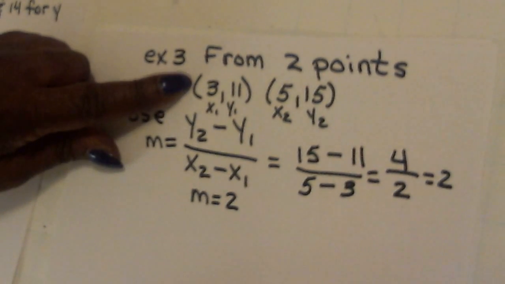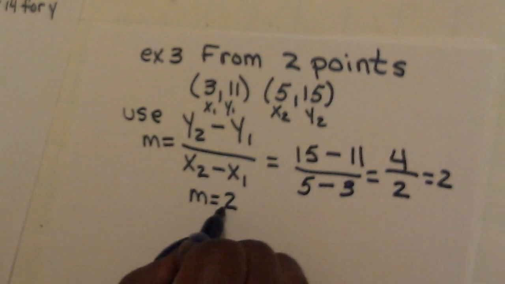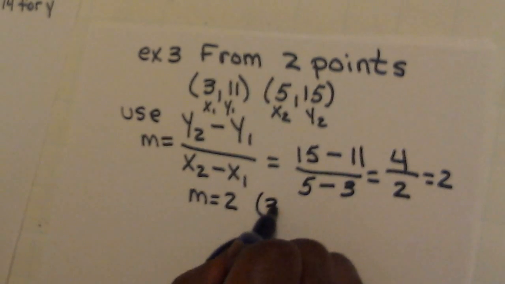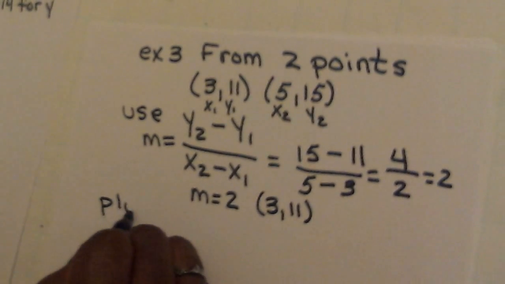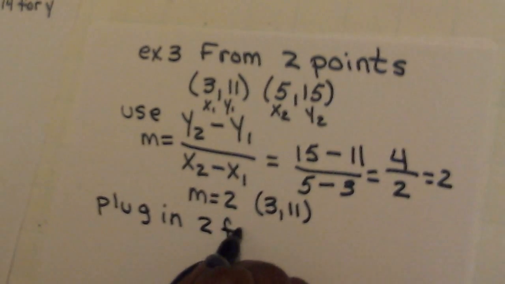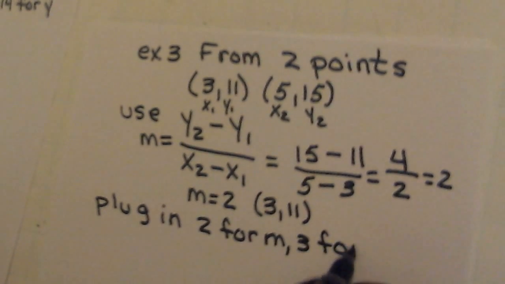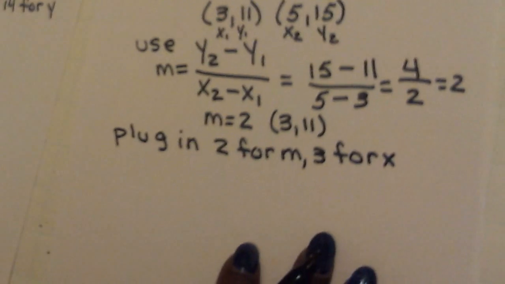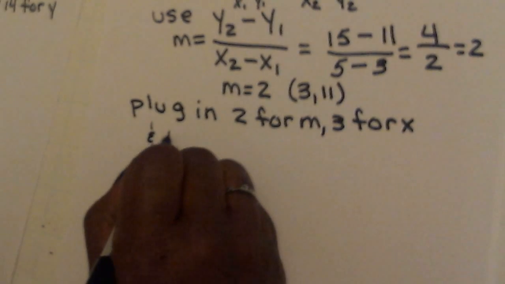I always try to pick the lower numbers because it makes the math a little easier. So I'm going to use the slope and the point (3, 11). So remember, we're going to do the same thing we did in example 2. I'm going to plug in 2 for m, 3 for x, and 11 for y.